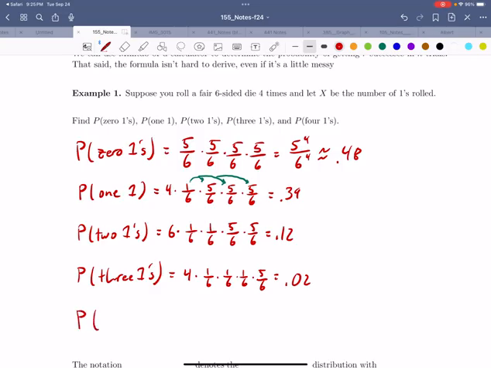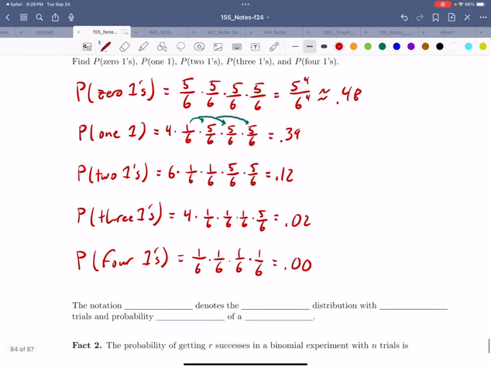And then last but not least, probability of rolling 4 ones. And this is not that bad because this is just going to be 1/6 times 1, right? The only way for this to happen is you just roll 1 four times in a row, right? So what's that going to be? Oh, that's 0.00, really. I mean, it's 0.0008, but that just rounds to 0.00, okay? So that's how you do it.